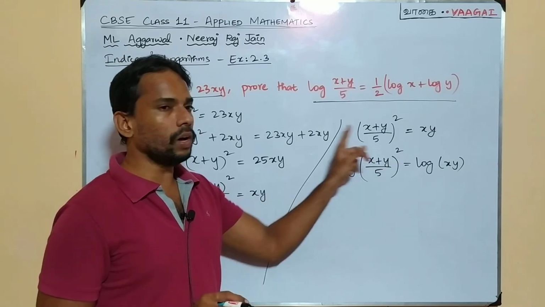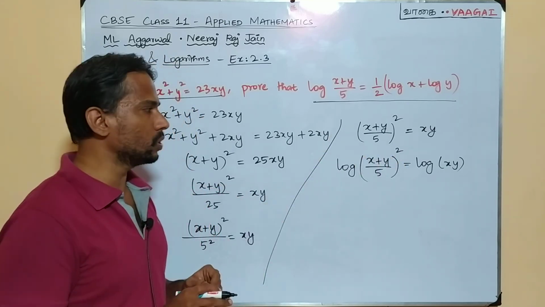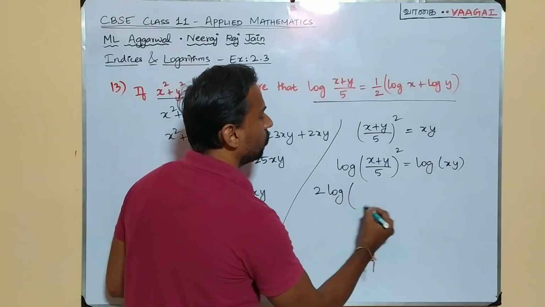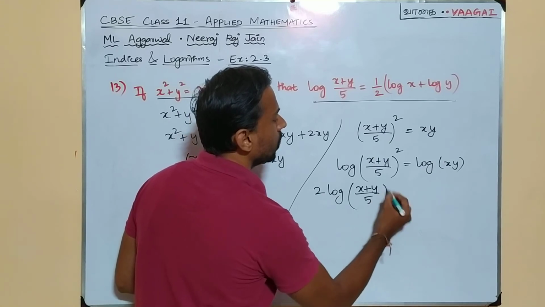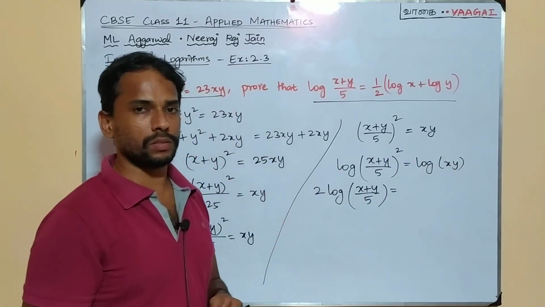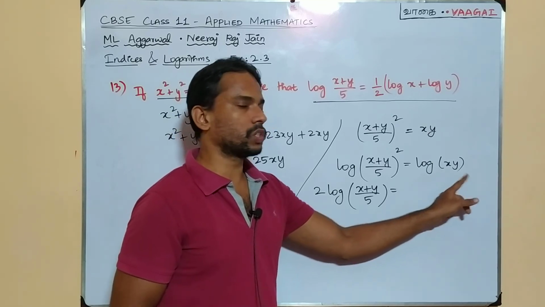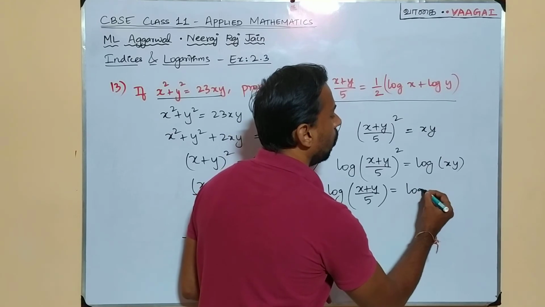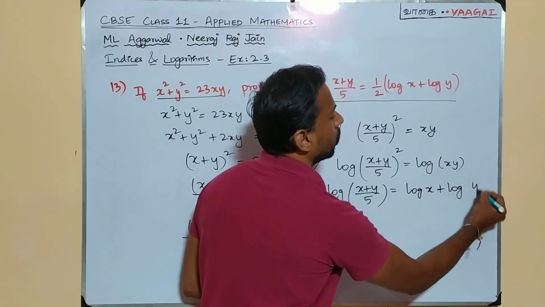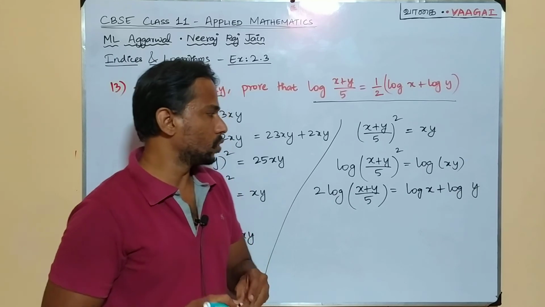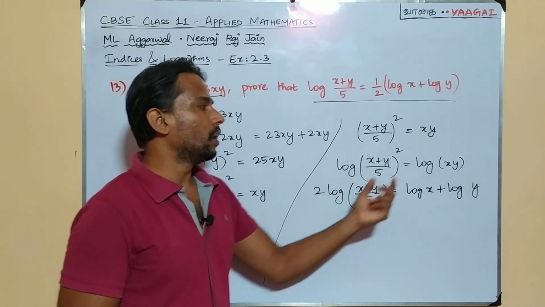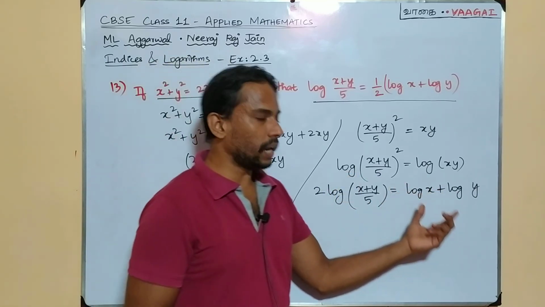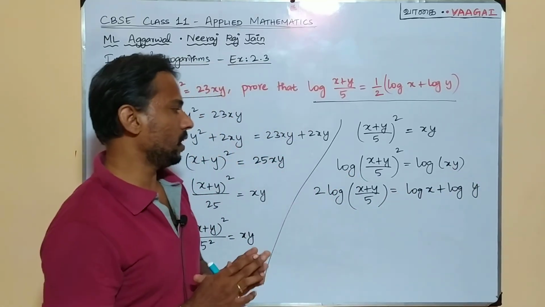Now we will use the power rule on the left hand side. When you use the power rule, the left hand side becomes 2 times log of (x plus y by 5). Coming to the right hand side, we have log of xy, and here we can use the product rule. When you use the product rule, we will have log x plus log y. So on the left hand side I am using the power rule, and on the right hand side I am using the product rule. This is what I am doing here.